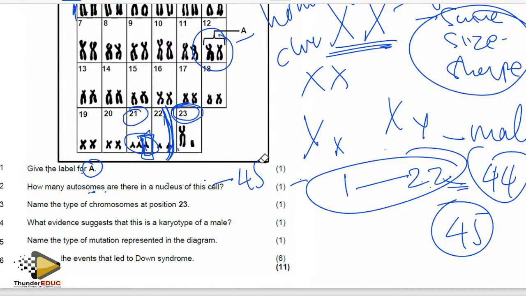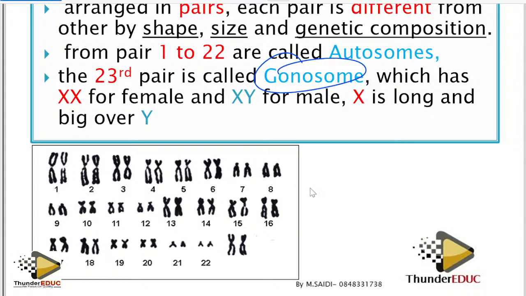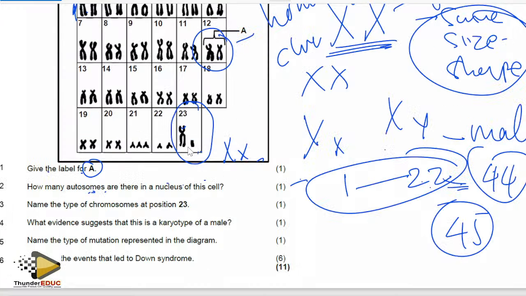If you look at this, it is for a male, because in pair number 23 the two chromosomes are not of the same size and shape, which shows that one is X, one is Y. Remember, X is longer and bigger than Y. Therefore, this is X and this is Y.